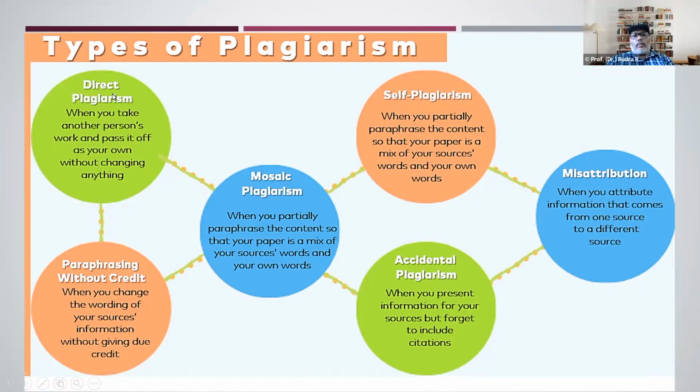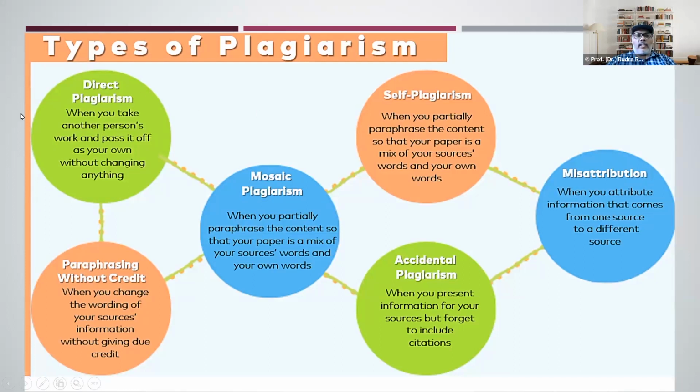So now let's talk about the types of plagiarism. Maybe some questions are cropping up in your mind: how many types of plagiarism are possible? Okay, so here is the answer. One is direct plagiarism, one is paraphrasing without credit, another is mosaic plagiarism, self-plagiarism, accidental plagiarism, and misattribution plagiarism, or you can say misattribution, right?